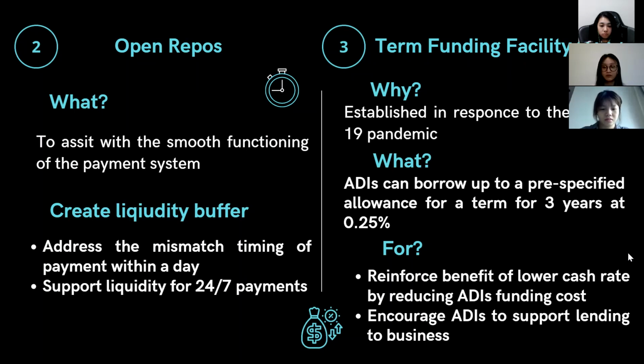Lastly is the term funding facility, TFF. TFF was established in March during the COVID-19 pandemic. TFF allows ADIs to borrow up to a pre-specified allowance for a term of 3 years at 0.25%. This is to help reinforce the benefit of the lower cash rate by reducing funding costs of ADIs and encourage ADIs to support lending to businesses.